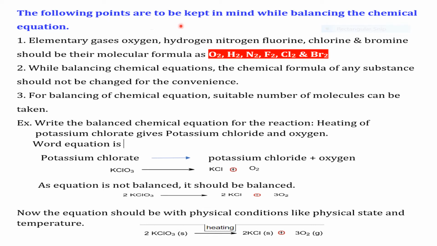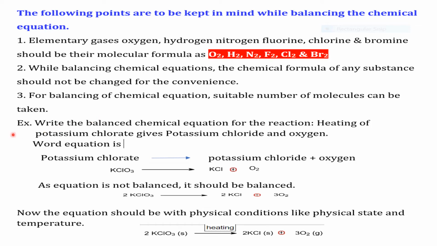The following points are to be kept in mind while balancing the chemical equation. Elementary gases like oxygen, hydrogen, nitrogen, fluorine, chlorine, and bromine in liquid state should be in their molecular formula as O2, H2, N2, F2, Cl2, and Br2. While balancing the chemical equations, the chemical formula of any substance should not be changed for convenience. For balancing of chemical equations, a suitable number of molecules can be taken.